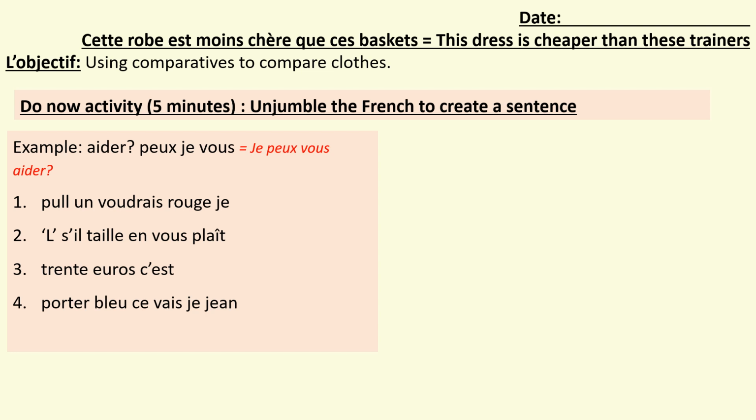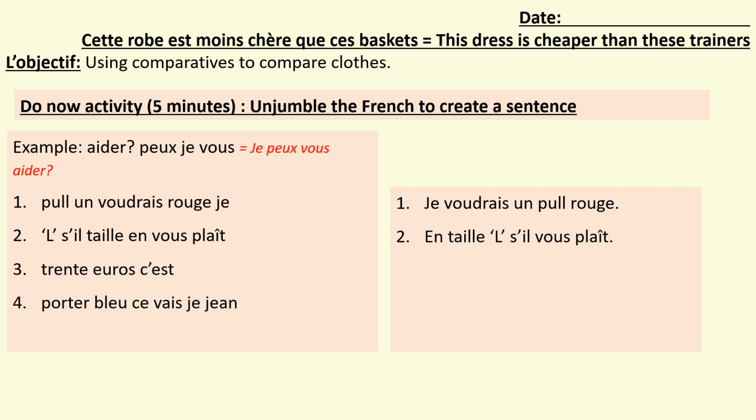And here are your answers. 1. Je voudrais un pull rouge. Tick it or correct it. 2. En taille L, s'il vous plaît. 3. C'est 30 €. 4. Je vais porter ce jean bleu. Pause to check those, tick or correct, and then press play to go on to activity 1. Merci.